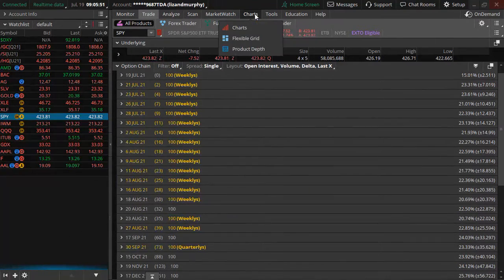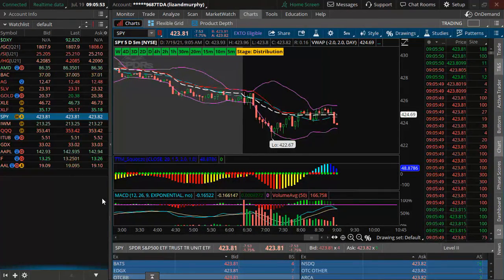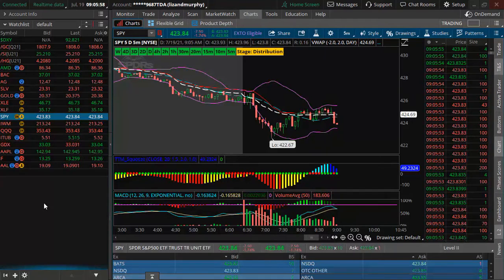But remember, green is green. Lock it in when you get it. That's the only way to realize these gains. That's how you grow your account.